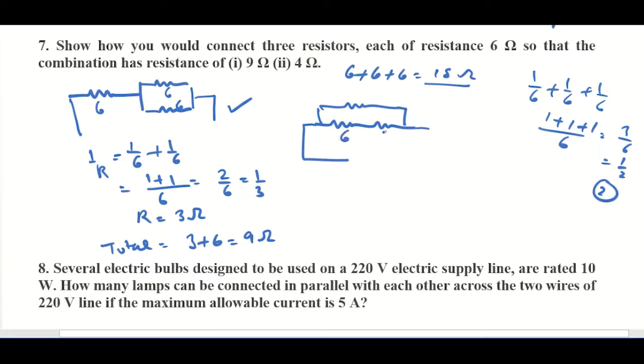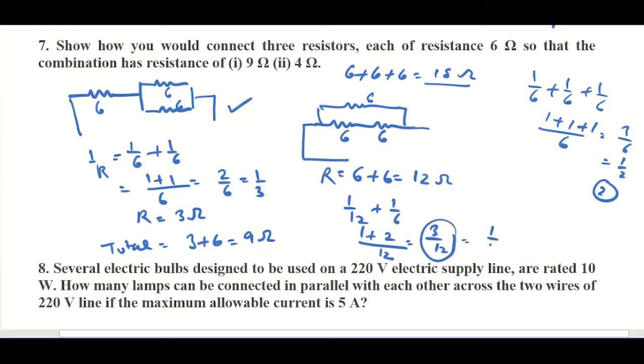This is 6 ohm, this is 6 ohm, this is 6 ohm. So first we will solve the series: 6 + 6 is 12 ohm. Now 1/12 and 1/6 are connected in parallel. So 1 + 2 is equal to 3/12, this is equal to 1/4, and the reciprocal is 4. So this is the second situation, this is the first situation. Next question.